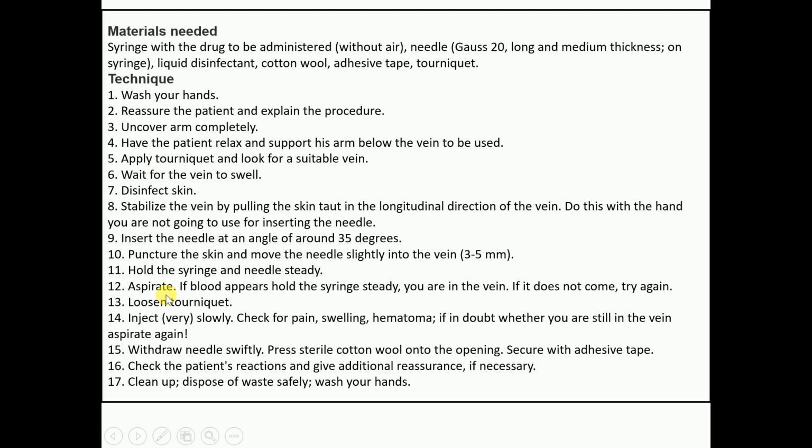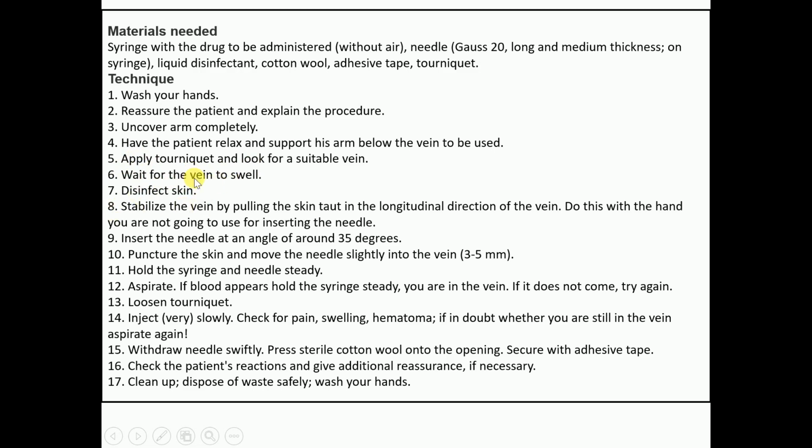Now the technique: wash your hands first, then reassure the patient and explain the procedure to the patient. Then uncover the arm completely. Have the patient relax first and then support the arm below the vein to be used. A suitable vein is the median cubital vein of the arm, present in the cubital fossa. Then apply the tourniquet and look for a suitable vein. Then wait for the vein to swell.